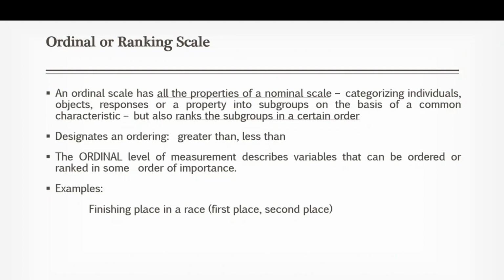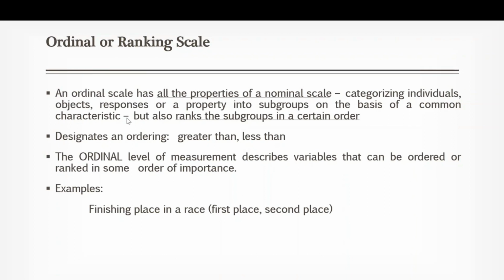So now it is an ordinal scale. My ordinal scale will have all the properties of the nominal scale, because it is the basic or classificatory scale. And apart from that, I have added something, that is I have ordered it. I have ranked it. And when I'm ordering and ranking it, it becomes our ordinal scale or ranking scale. And those ranks have a natural order. So what is an ordinal scale? It has all the properties of the nominal scale. What are those properties? Categorizing individuals, objects or responses.